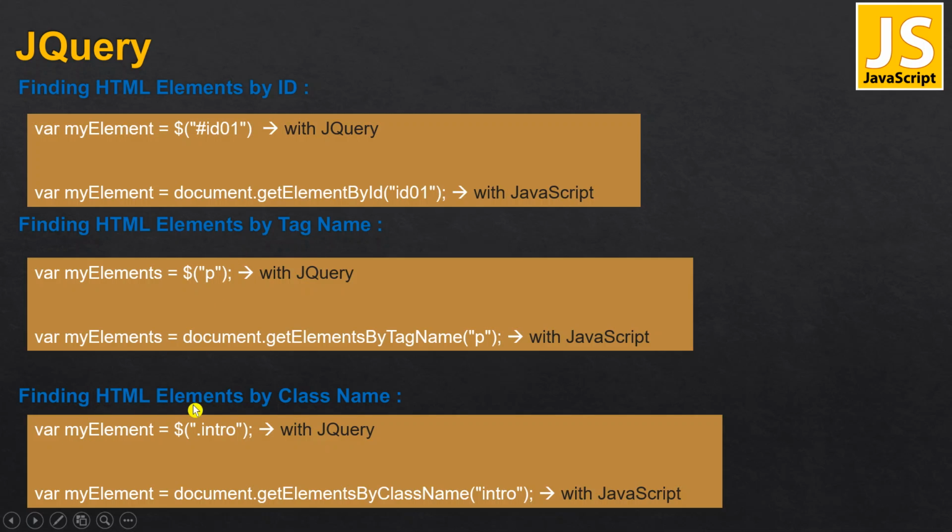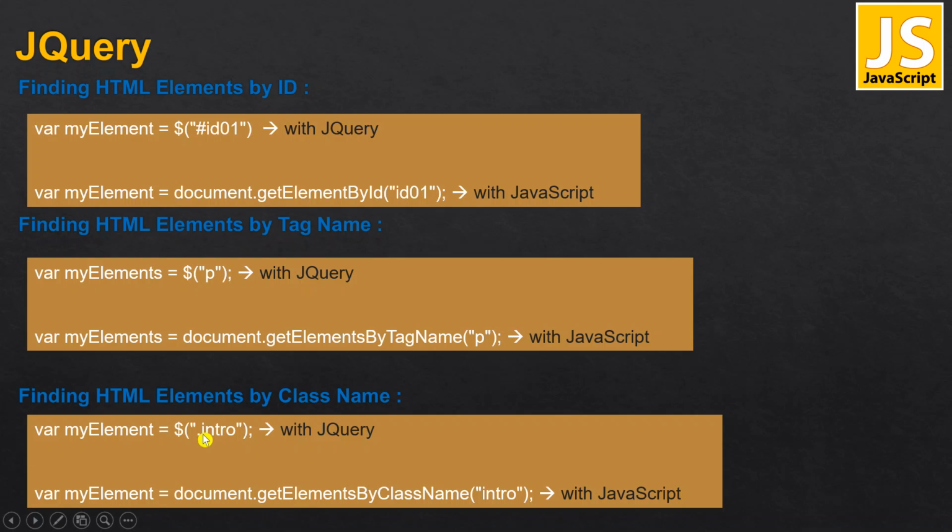If you want to find HTML elements by class name, let us see it with core JavaScript. You can see document.getElementsByClassName, and in the parentheses some class name we are giving, right? But with jQuery you can see how simple it is. Dollar, and dot notation will be used here. Dot notation means it is applicable to a class.